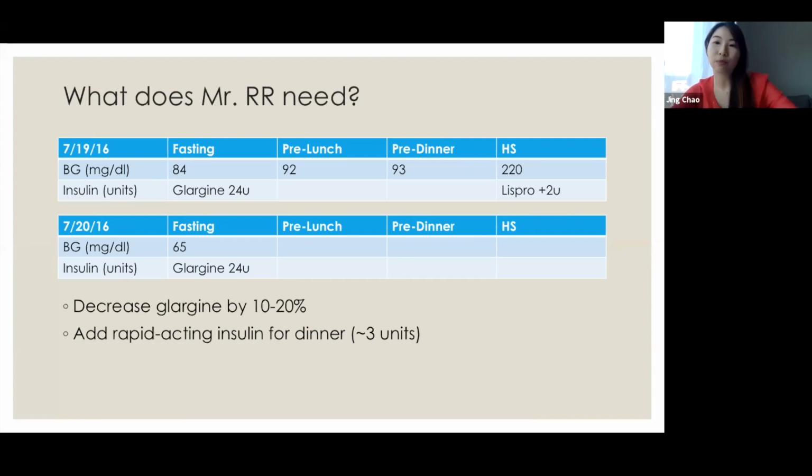So next, you place the high sugar on the correction scale that's appropriate for your patient. For Mr. RR, this is a low dose correction translating into Lispro 2 units. So Lispro 2 units or maybe 3 units is a very appropriate place to start for the dinner. Okay, so that's one way to manage this case.